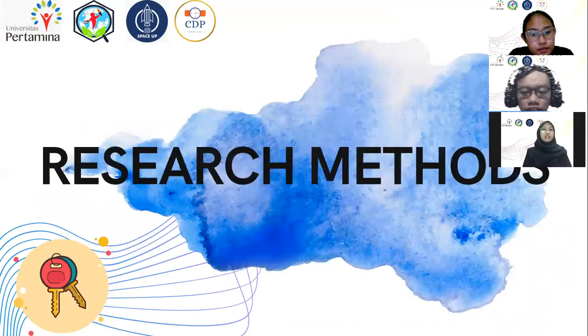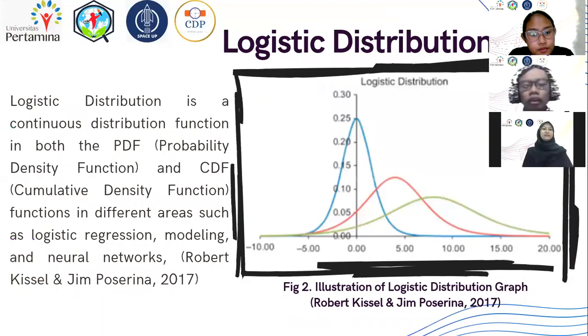Okay, next, the research method will be explained by Erwin Fernanda. The logistic distribution is one of the machine learning systems using a continuous distribution function and a cumulative distribution function. You can see it in figure 2. This is based on Robert Kissel and Jim Posarina, 2017.